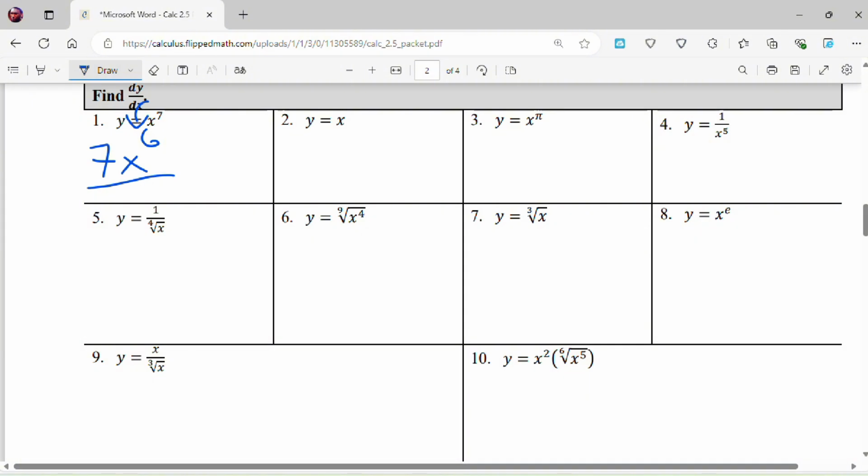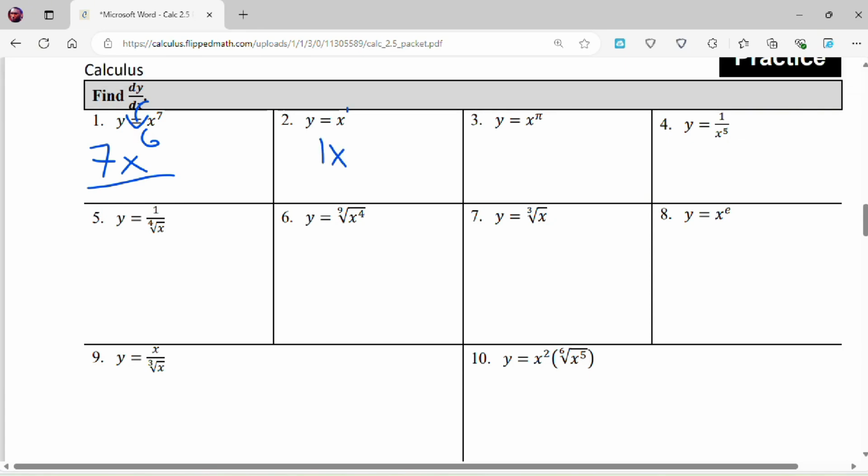Y equals x. So x is x to the 1. So we have 1x to the 1 minus 1, which is 0. What's anything to the 0? That's 1. And so your final answer is 1. Okay. Y equals x to the pi. So we move the pi to the front and then keep the x. Pi minus 1. Well, we can't do anything with that, so we're going to leave it as pi minus 1.